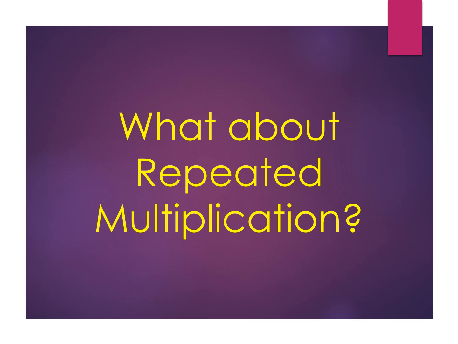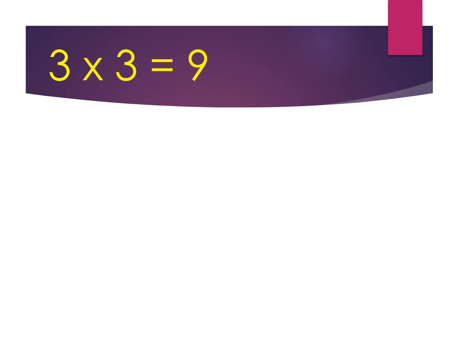But what about repeated multiplication? When we look at this example, we have 3 times 3 equals 9. Is there a shortcut for representing 3 times 3 equals 9? Yes, there is. We use exponents.